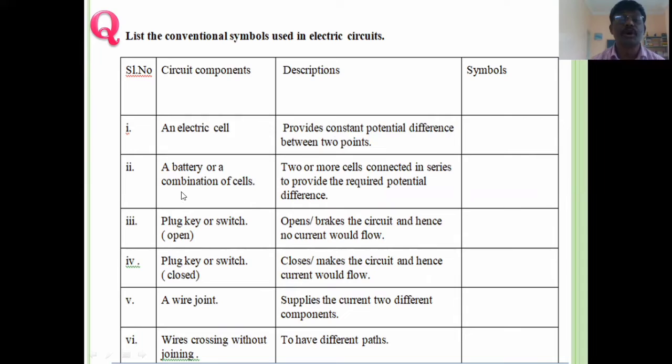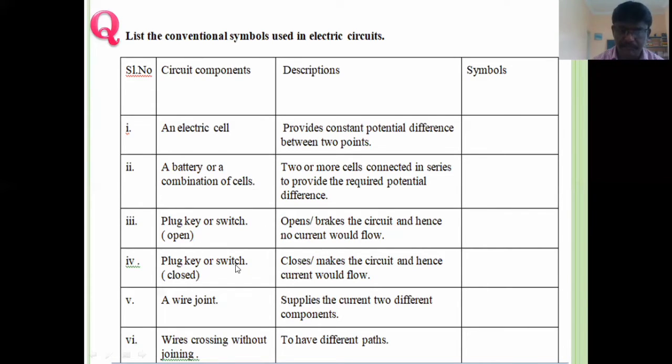A battery is a combination of cells, 2 or more cells connected in series to provide the required potential difference. When we need more potential difference, in such cases, we need this arrangement. Plug key or switch: to make or break the circuit, we need a switch. Here also that is switch open. So when the switch is opened, that open switch breaks the circuit.